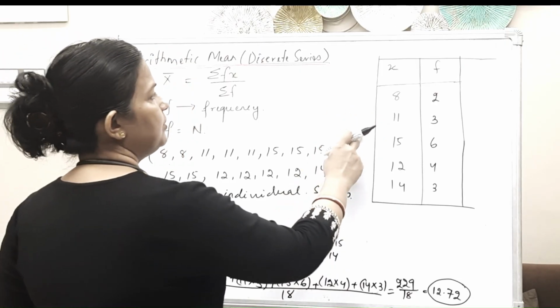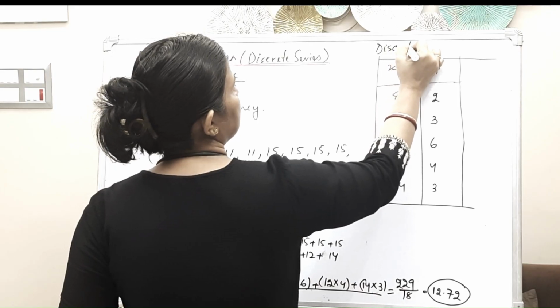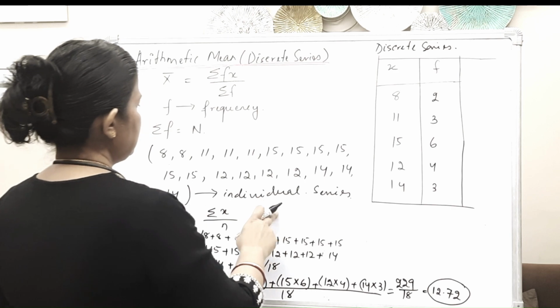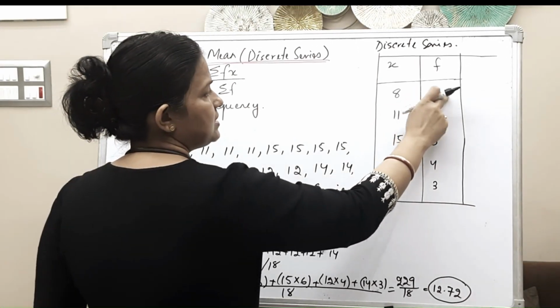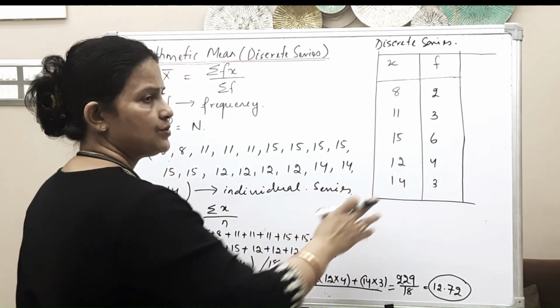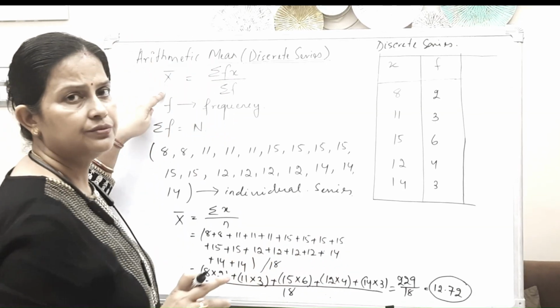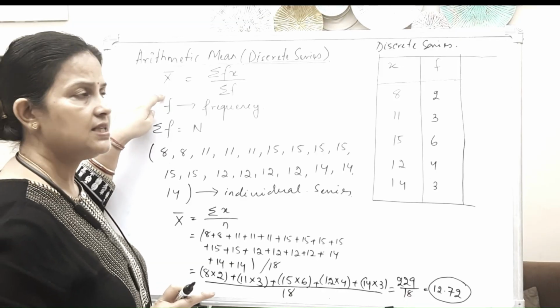This is the form of a discrete series. What happens in this case? 8 is repeated 2 times, meaning frequency is 2. 11 is repeated 3 times, frequency is 3. The question will be given like this. So what do we need to find to calculate the mean for a discrete series?